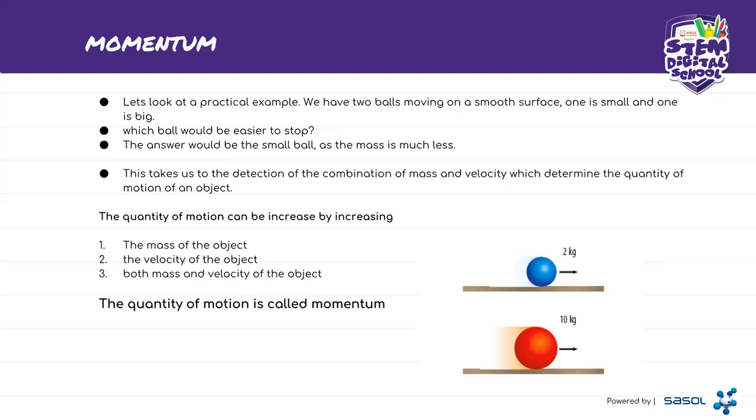As you can look here, this is a small ball that we have, it's 2 kilograms, and this is the big ball that we have here, which is 10 kilograms. So which one will be easier to stop? It's obviously going to be the smaller ball. That one is going to be easier to stop. Why? Because it's much lighter. So what counts here basically is the velocity and the mass. Those both account for the motion that the ball will reach, okay?